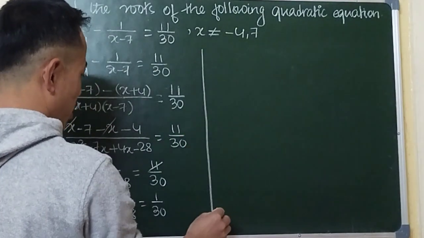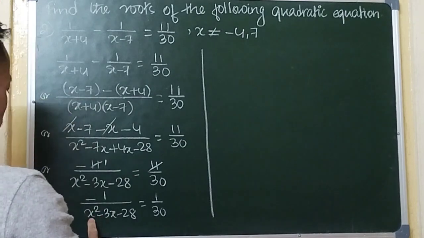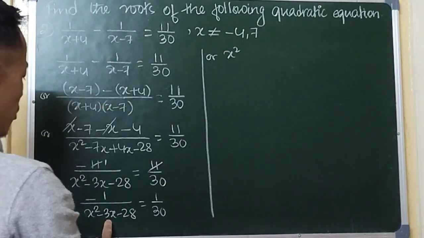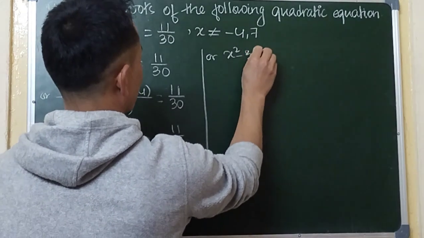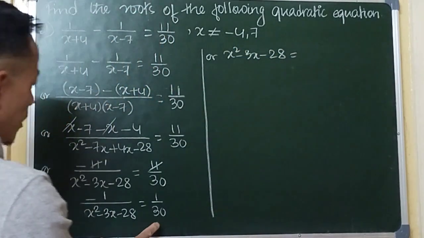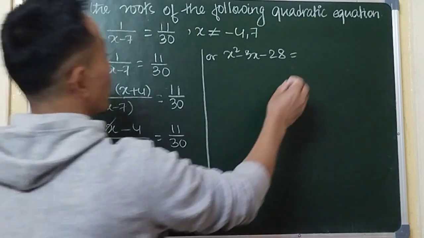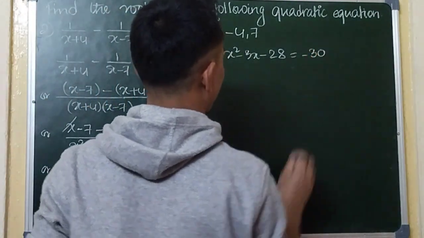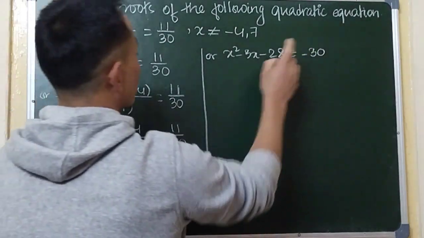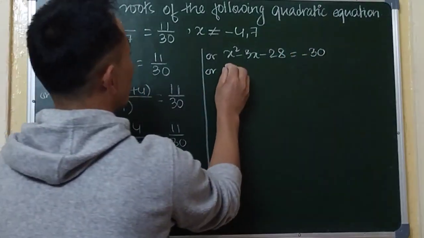So after you cross multiply, it becomes x square into 1 becomes x square, so minus 3x, and we have minus 28 equals, this 30 times minus 1 becomes minus 30. So we are cross multiplying this with this into this. So we got this equation. Now let's simplify it further.